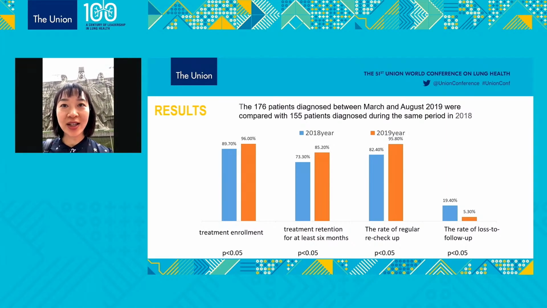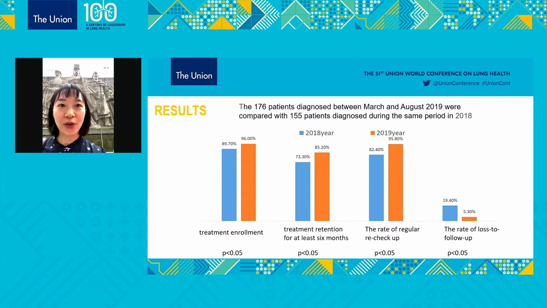Patients in the 2019 cohort also completed 95.8% of the required treatment monitoring visits scheduled from March to August 2019, a 16.2% increase from 82.4% for the 2018 cohort.